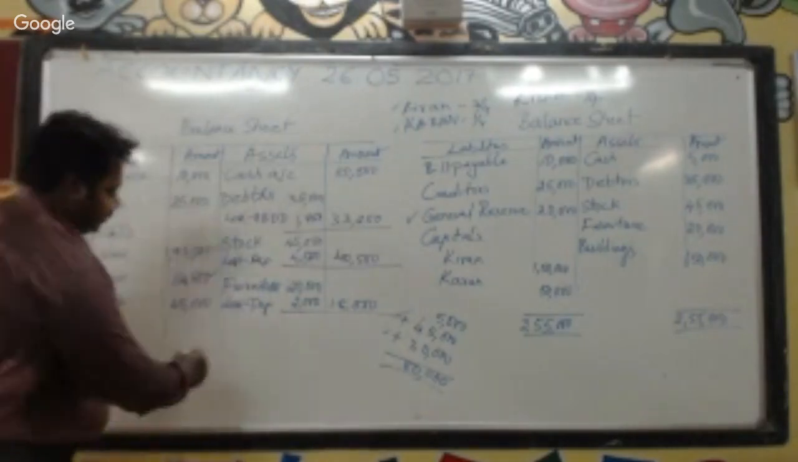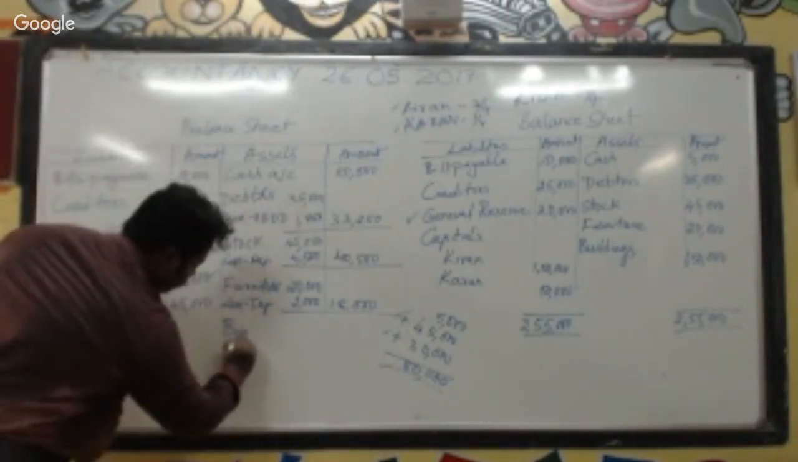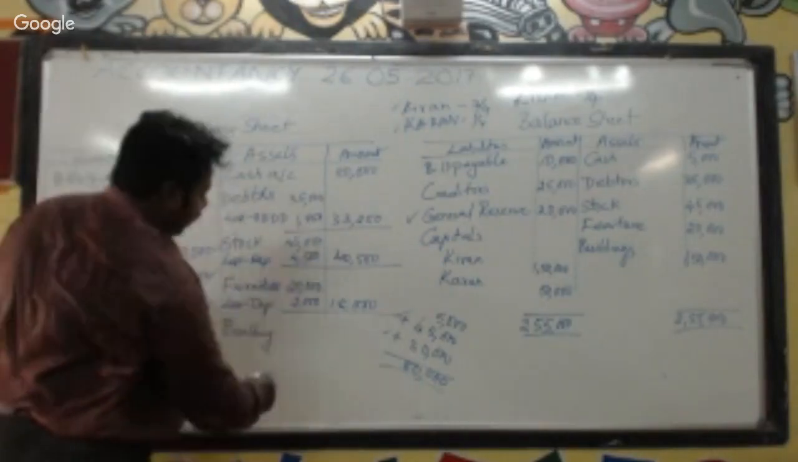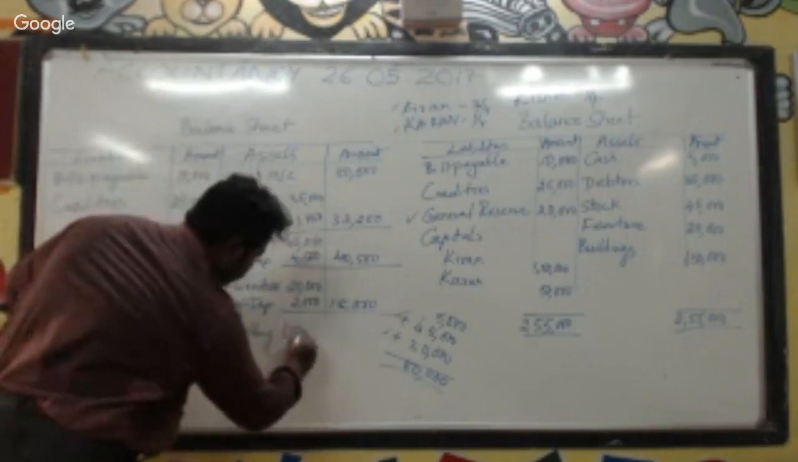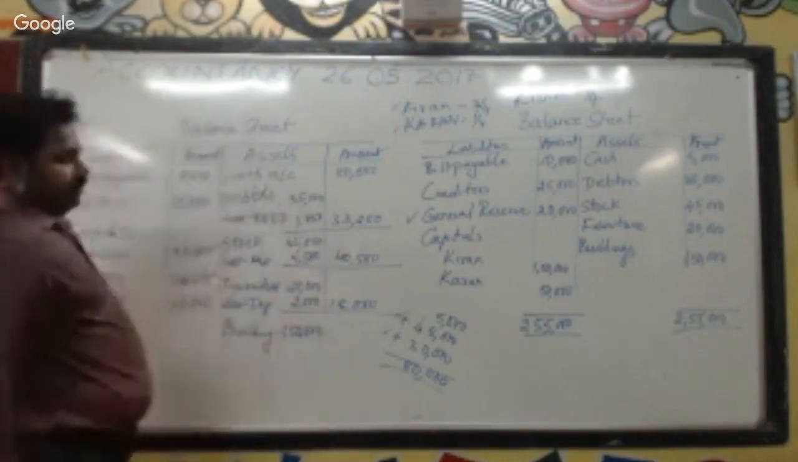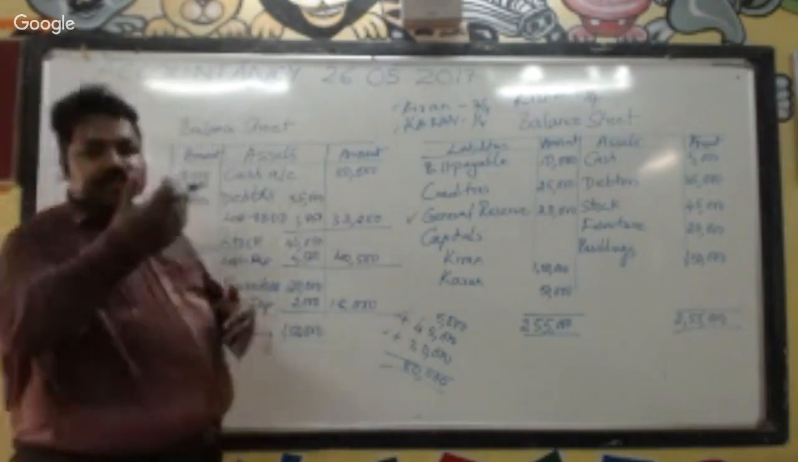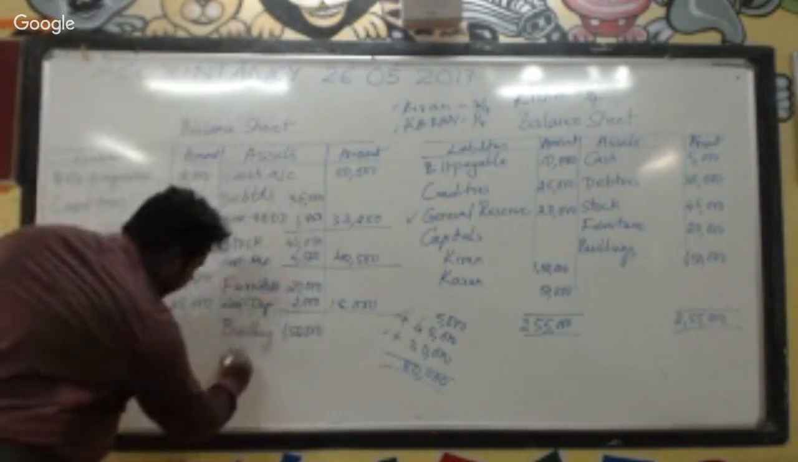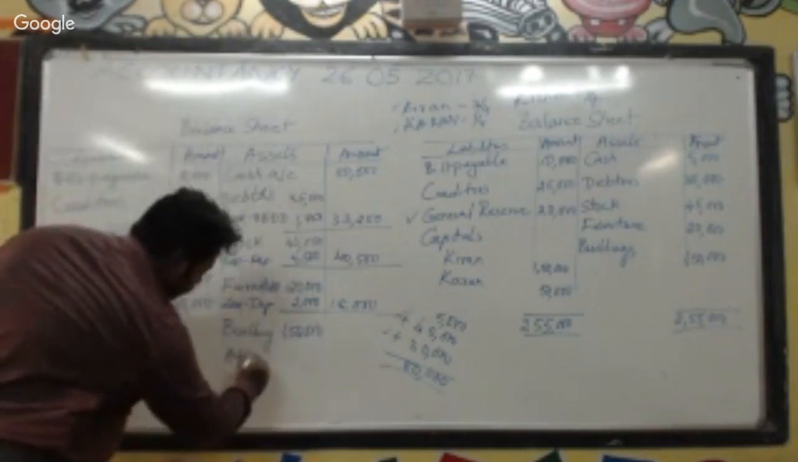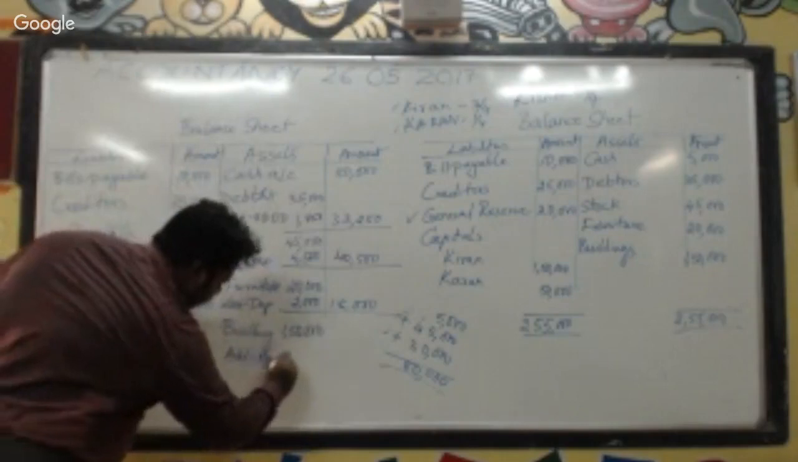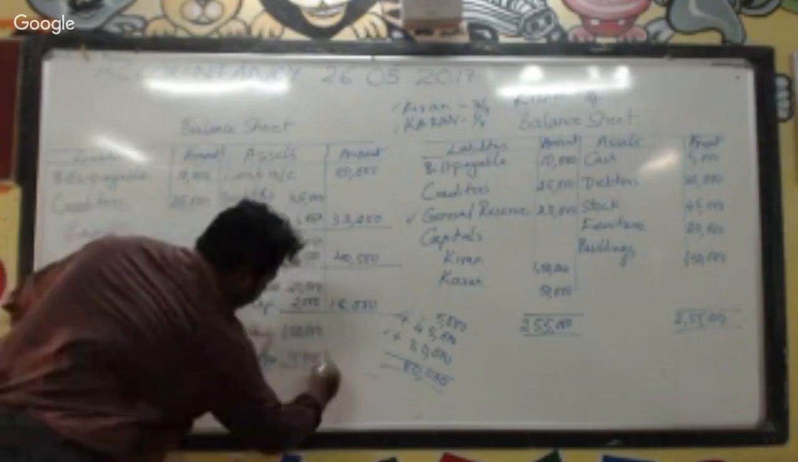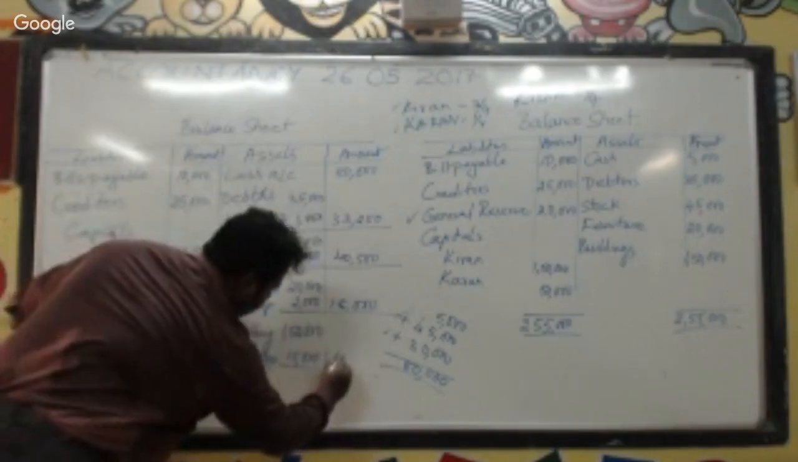Next, coming to the buildings. Buildings is 1,50,000. In the question, the buildings have been appreciated by 15,000. So write it as add appreciation, that is 15,000. That became 1,65,000. Now total, both the assets and liabilities will be getting the answer.